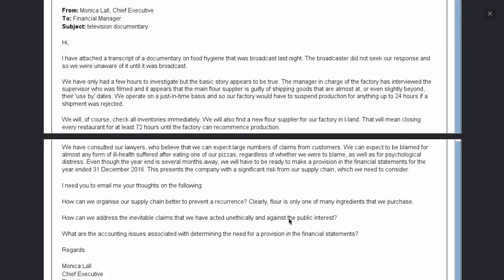I need you to email your thoughts on the following. How can we organize our supply chain better to prevent a recurrence? How can we address the inevitable claim that we have acted unethically and against public interest? What are the accounting issues associated with determining the need for a provision in the financial statements? Right? Three things, and it is related to supply chain. One thing is linked to your accounting, the financial statements, one thing related to ethics, and the other one linked to your supply chain.